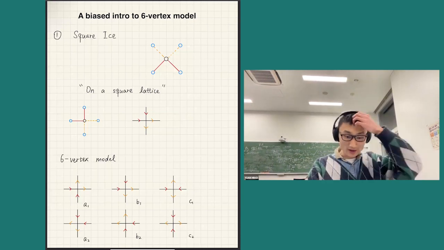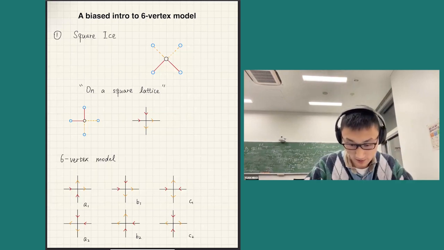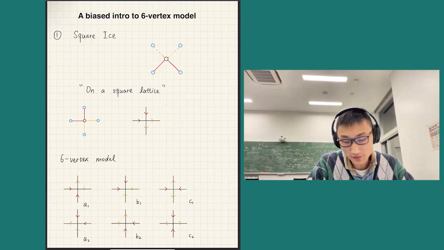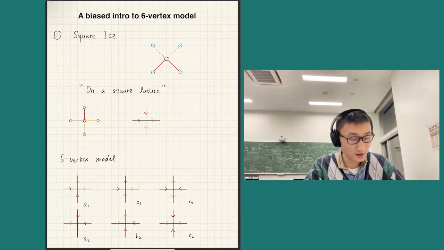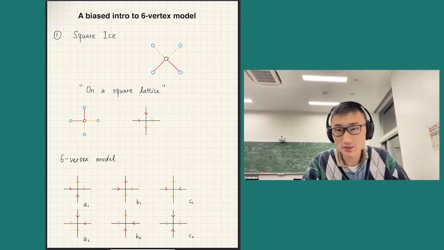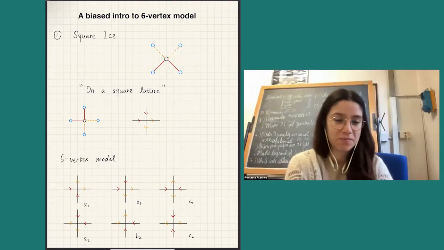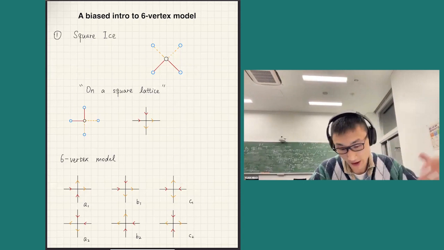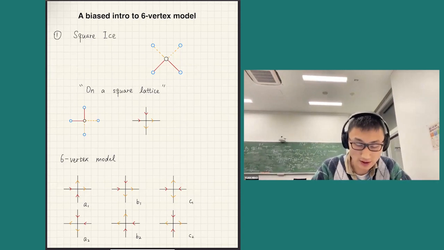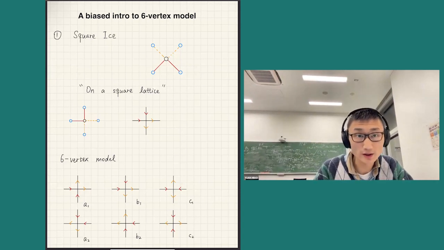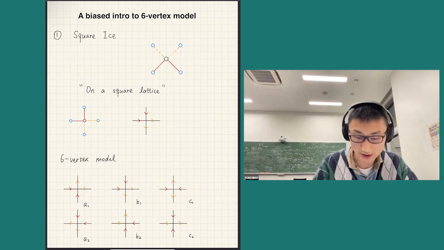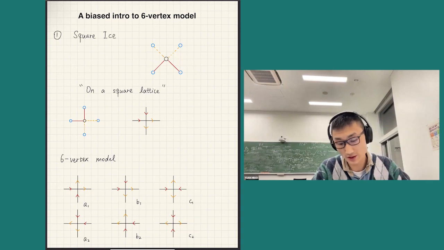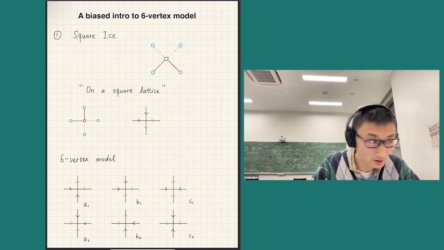Before I really start with the lecture, I just want to briefly motivate why it is interesting to look at the six-vertex model. There are many different reasons. If you're interested in statistical mechanics, it is a very nice model to study thermodynamic properties and phase transitions of such a toy model.